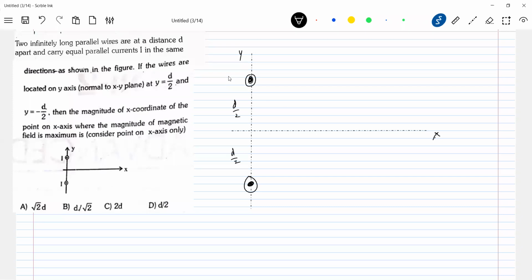So let me choose a point P here. How is the B bar due to this? Let me take this as the first wire, this the second wire. We'll take the position vector, and we know that it should be perpendicular to this one. So call this position vector R2, this R1. Of course, R1 equal to R2. And how should B2 bar be due to the second wire? It should be perpendicular to R2 bar, no? So here the vector will come like this.